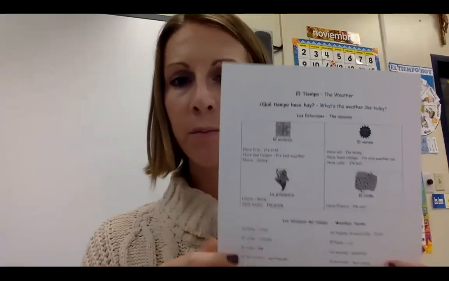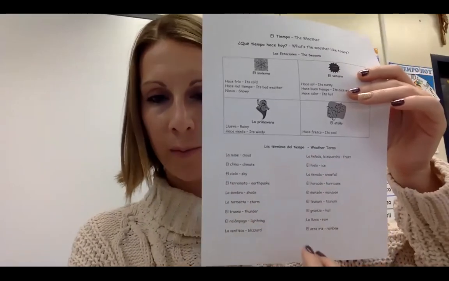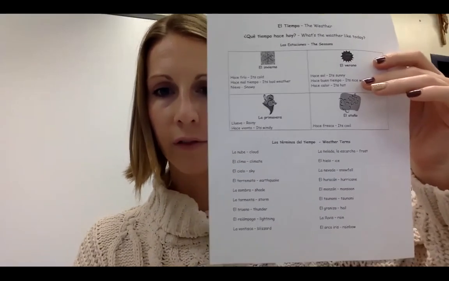Okay, so I'm gonna stop sharing my screen now. So that covers our seasons and most of the weather words that we've been talking about. Down here at the bottom, you have some extra vocabulary terms that you can look over to talk about different things that are happening with the weather as well.